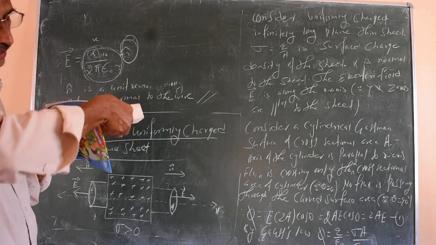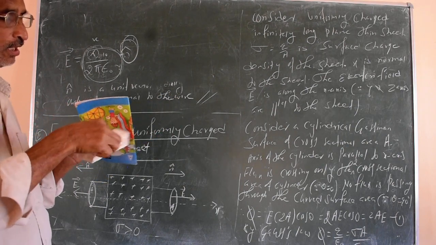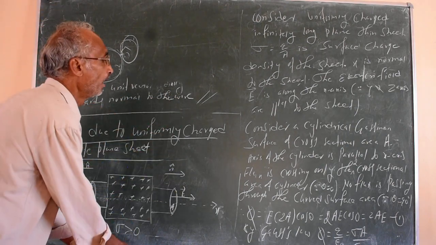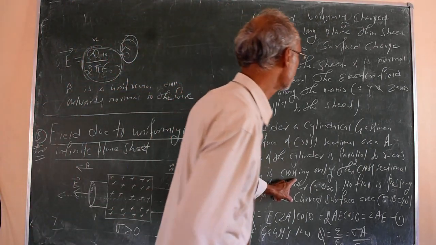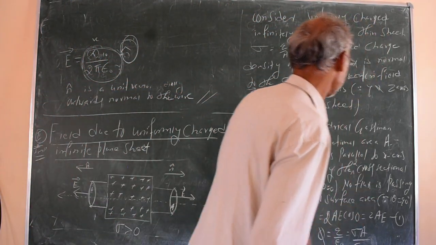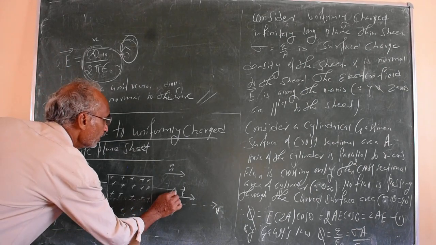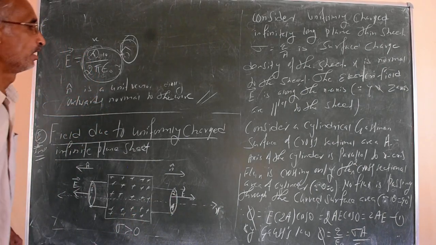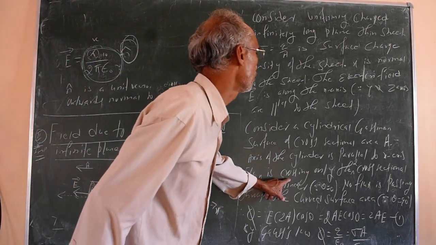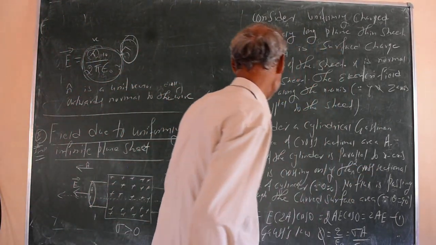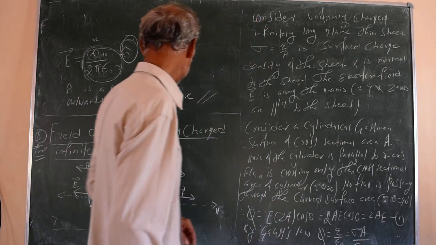Some portion is out here, some portion is here like this. Flux is crossing only two cross-sectional areas. There are two cross-sectional areas. This is the one, this is the two. Flux is crossing only the two cross-sectional areas of the cylinder because theta is 0.